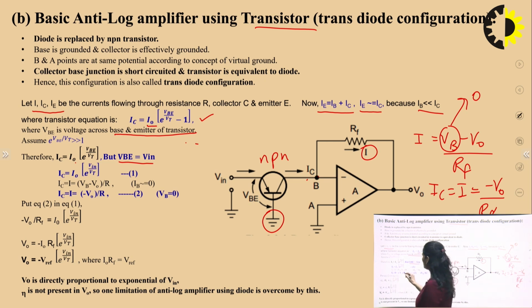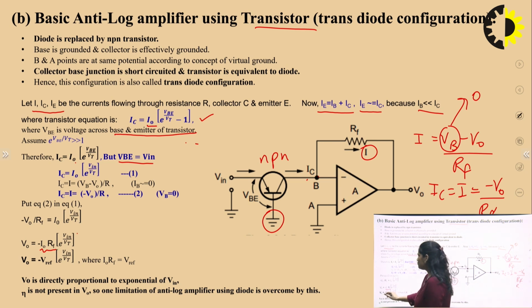Now we can equate these two equations and find the value of IC. So minus V naught upon RF is equal to I naught e to the power V in upon VT. From this equation we can find V naught is equal to minus I naught RF e to the power V in upon VT, and as we are assuming here, I naught RF is equal to V reference.